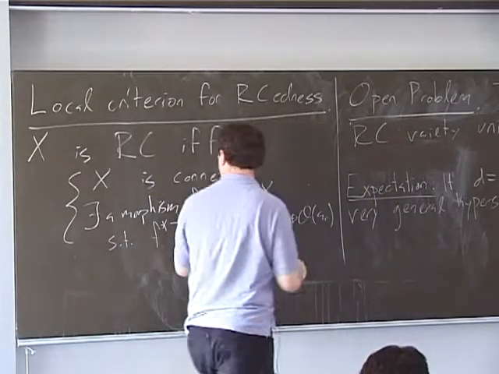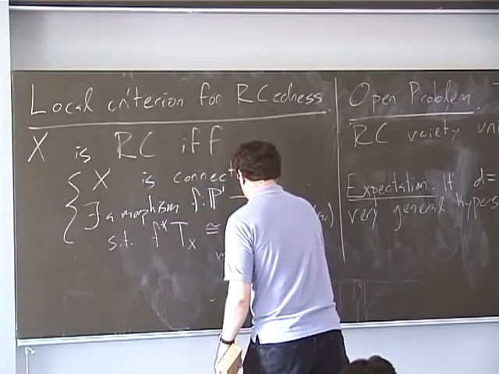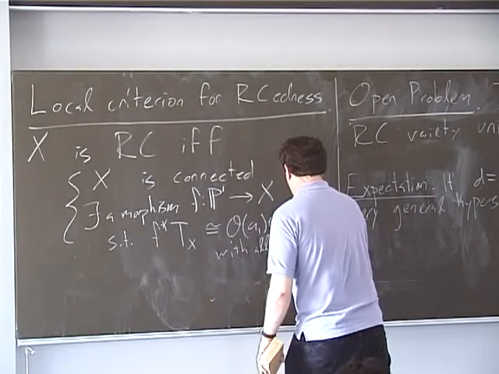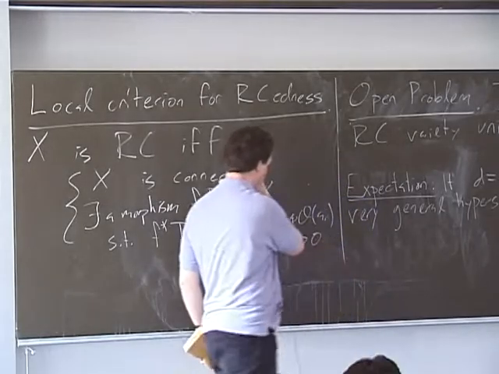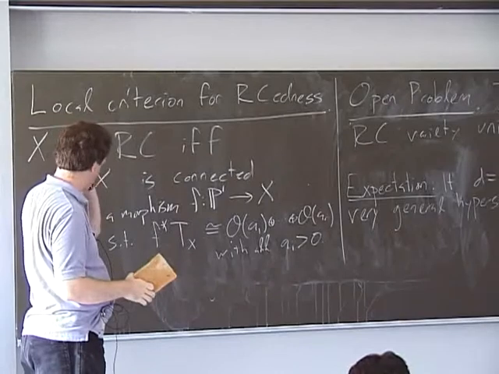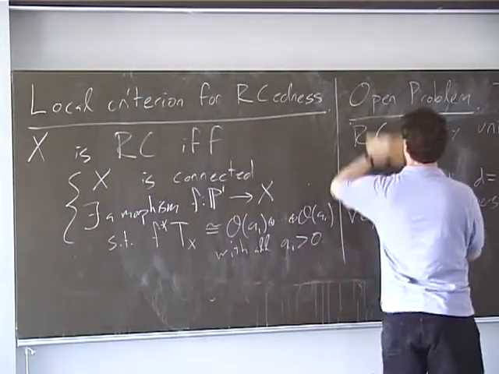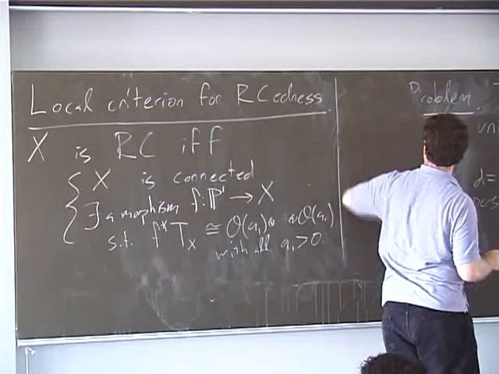And the condition here is that each of these a_i is positive, with all a_i bigger than 0. So both directions in this are not obvious. So if you have this condition over here, why does this hold? Well, actually, it's not obvious, but it's not hard.